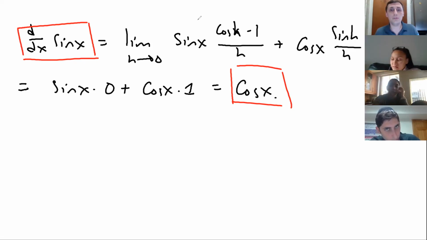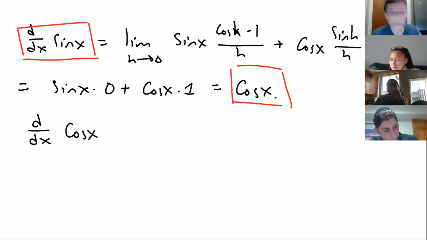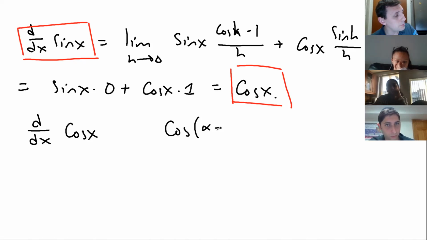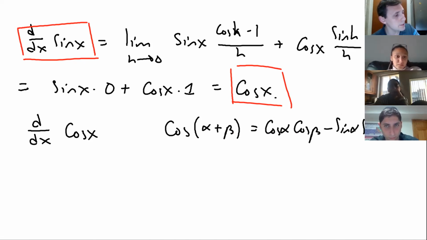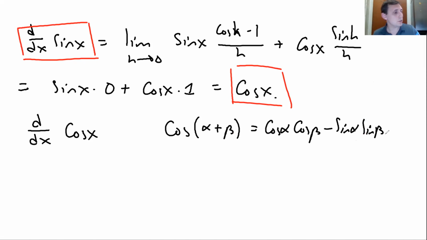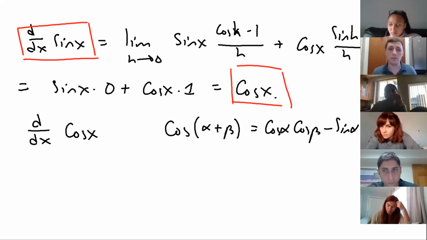Now, I would like you to do the following, guys. See if you understood it. I'll give you 6 minutes. Try to tell me what is the derivative of cosine x from first principles. You can use this fact, which we already derived: cosine of alpha plus beta equals cosine alpha cosine beta minus sine alpha sine beta. So tell me what's the derivative of cosine x. You have 6 minutes.